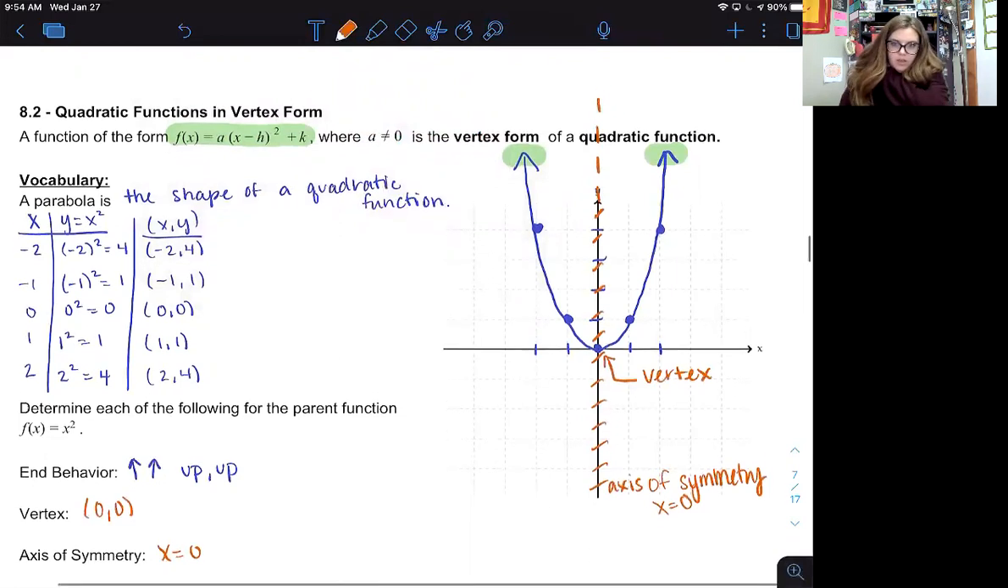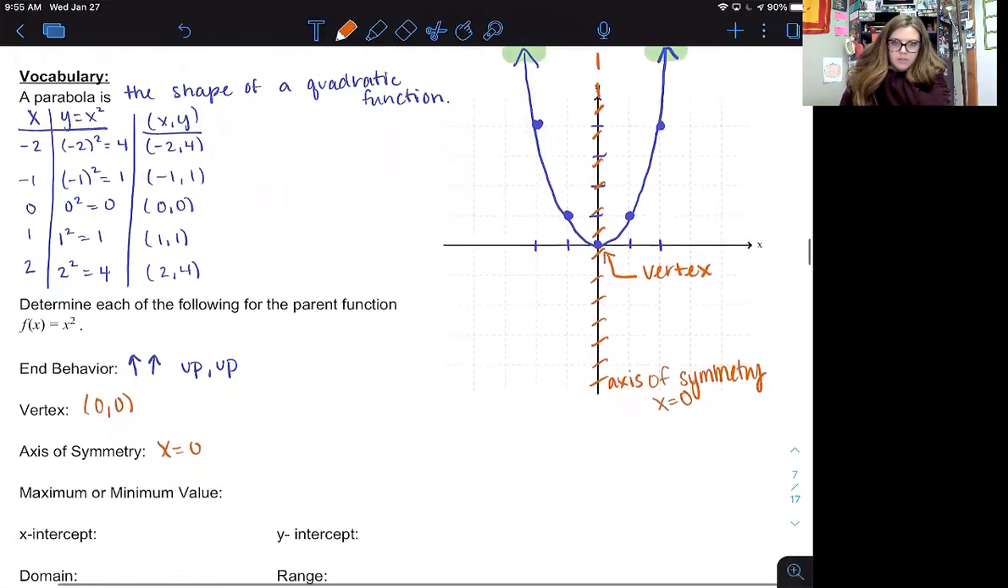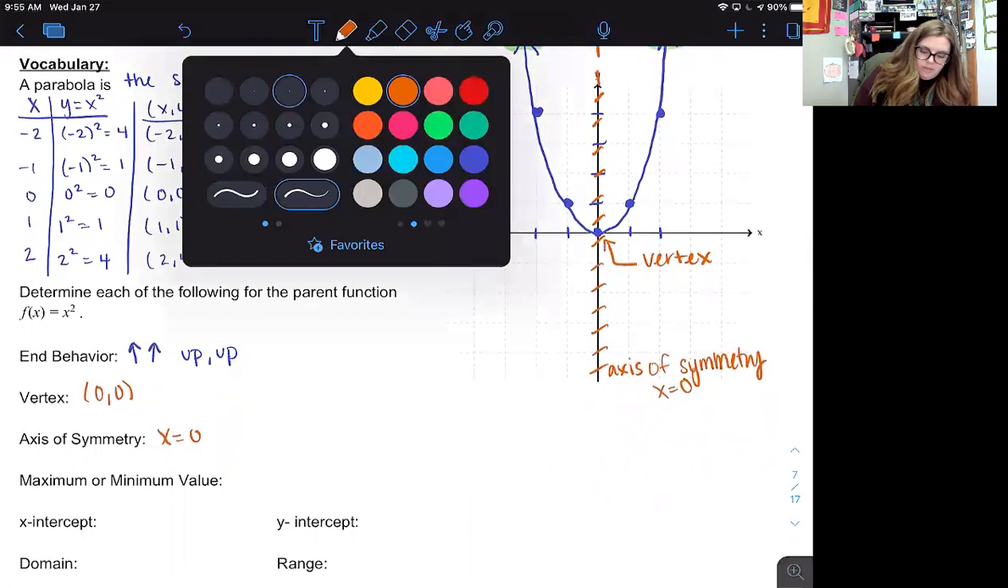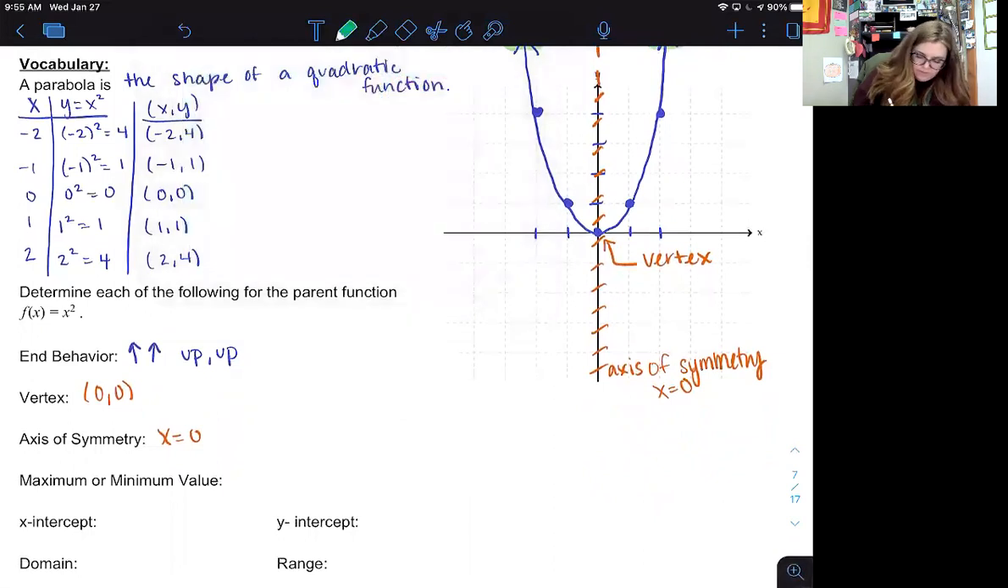Okay. And then as we continue, is this a maximum or a minimum value? Since we have a bottommost point of our graph, this is a minimum. And we're going to be talking about what that minimum value is. It's actually going to be 0, and it is always the y value of the vertex.